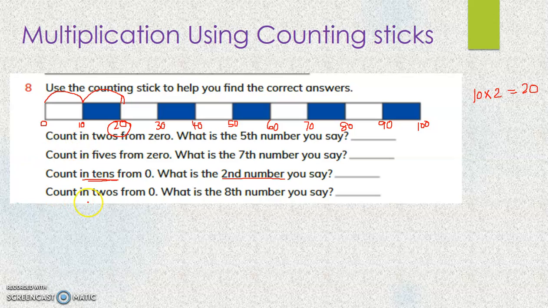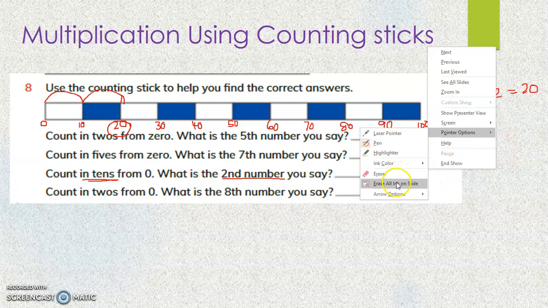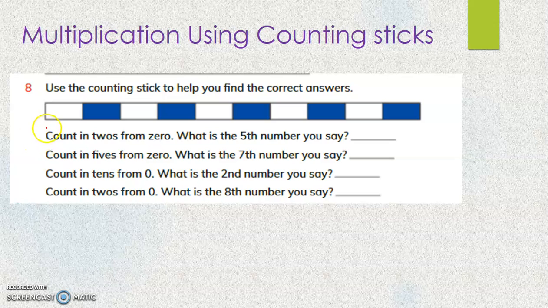Count in 2s from 0. Here on the counting stick, we do skip counting by 2. So, 0, 2, 4, 6, 8, 10, 12, 14, 16, 18, 20.